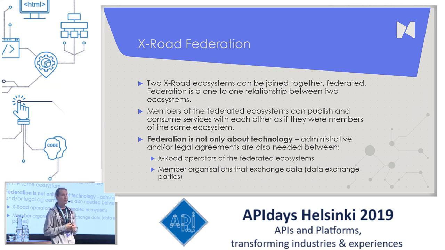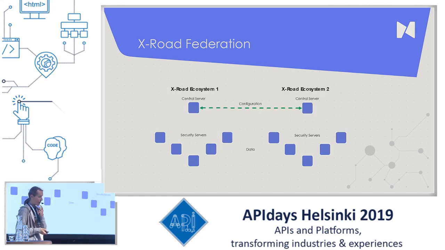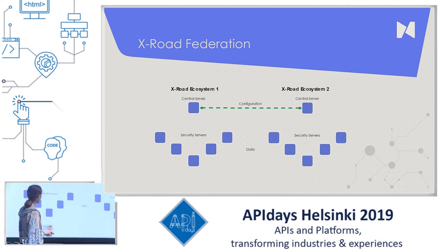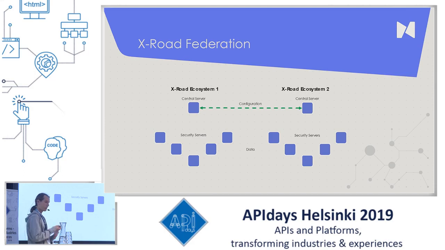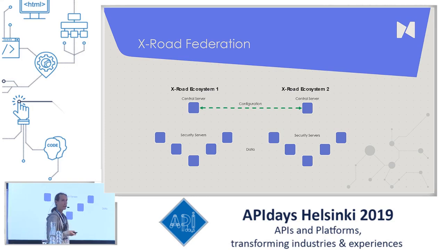So there usually must be legal basis, legal agreements in place so that it is possible to exchange data. Technically, it may take 30 minutes, half an hour to set up the connection, but usually the legal questions require a little bit more time. So technically, the connection between two ecosystems is first created between the central components. The X-Road operators exchange information regarding configuration, and once that is done, then the members can start to exchange data using their security servers.